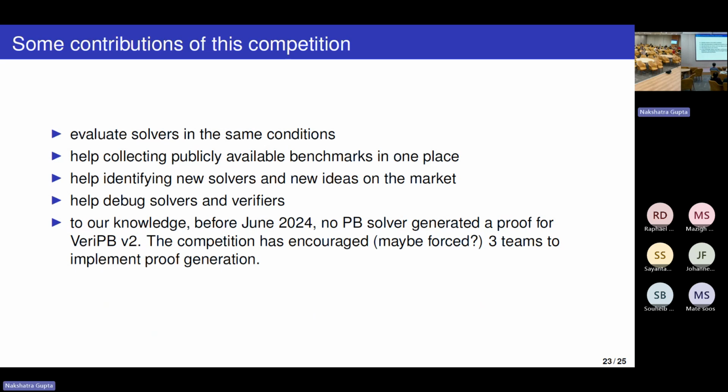Yeah, so contributions of the competition. We have an evaluation of the solvers in the same conditions. Oliver has worked a lot on it. We get the benchmarks. Hopefully we can have sort of more standardized testing in papers to come.